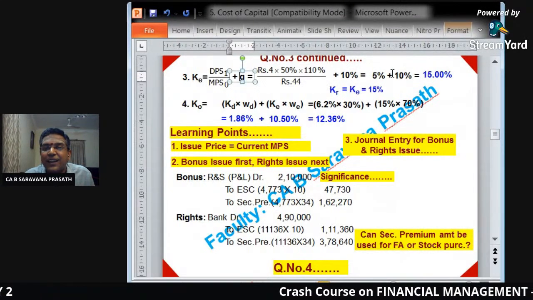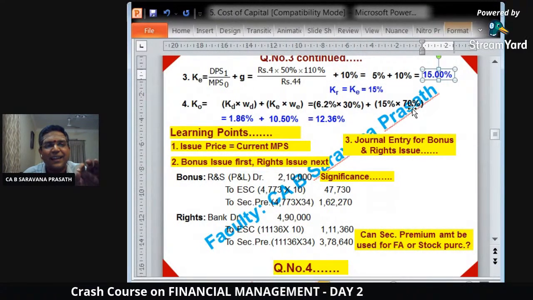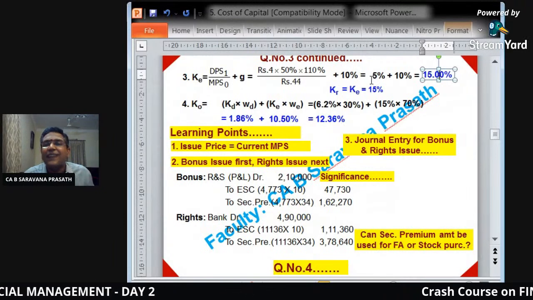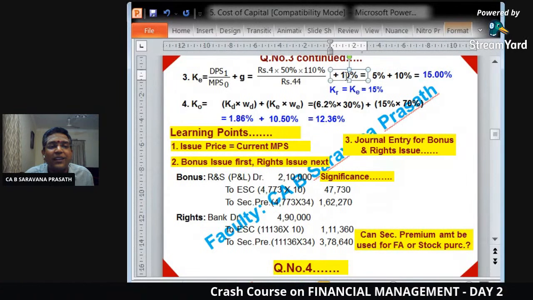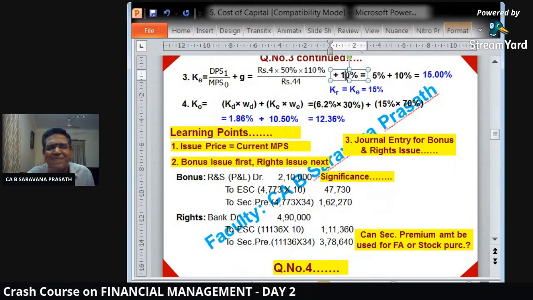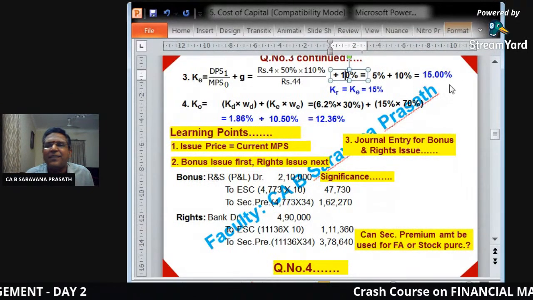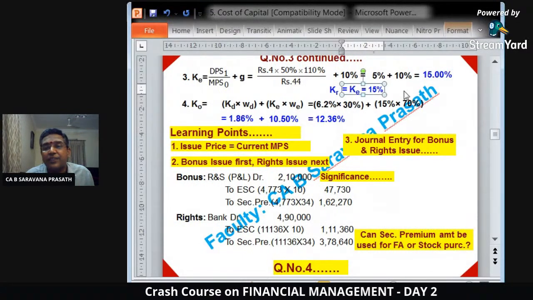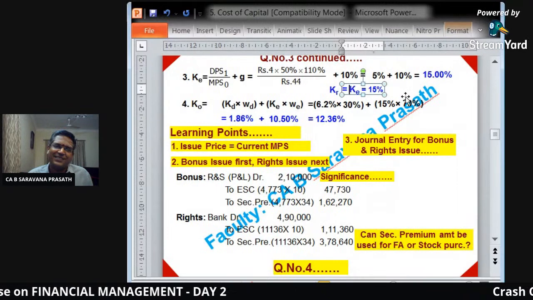5 plus growth rate 10. 5 plus 10 is equivalent to 15%, a very direct calculation. Very often students commit the error. This calculation is written as 5 and this is written as 10%, 0.1, therefore 5.1 or 10% on the earlier number. No, it is not like that. It's a very direct addition. 5 plus 10, 15%. Now, KR is also equivalent to KE. So both numbers are equivalent to 15%.